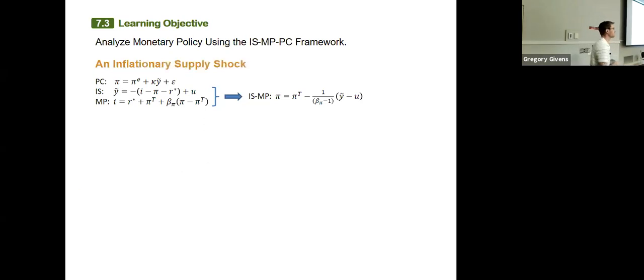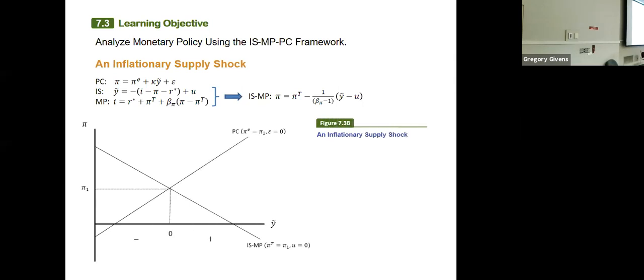Okay, let's do another example. What if I told you that the economy experiences an inflationary supply shock? Now, I want you guys, or perhaps somebody on Zoom, to talk me through this one. So again, let's start over at the initial point. We've got our downward sloping ISMP curve. Target inflation is equal to pi 1. There are no demand shocks. And we have our upward sloping New Keynesian Phillips curve with expected inflation also equal to pi 1 and no supply shock. And so here is our initial equilibrium point, a zero output gap and a level of inflation equal to pi 1.